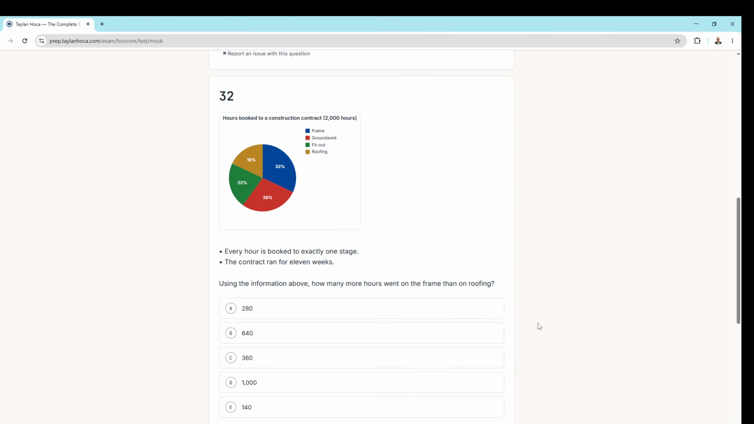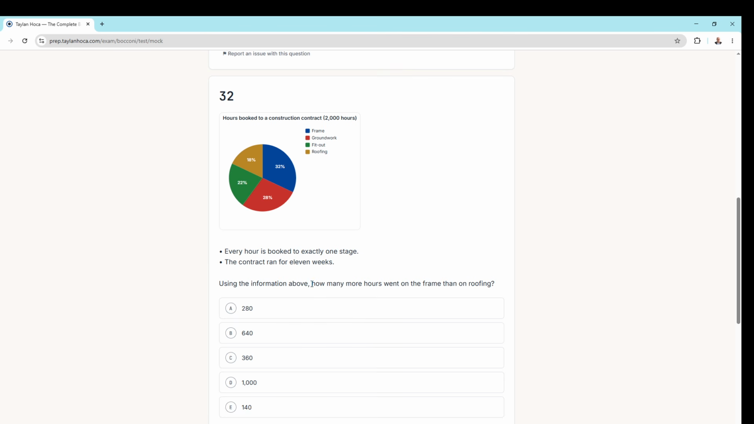So what is this? Numerical reasoning. Every hour is booked to exactly one stage, and the contract ran for 11 weeks. Okay. Hours booked to a construction contract, 2000 hours, and every hour is booked to exactly one stage, so they share like this. The contract ran for 11 weeks.